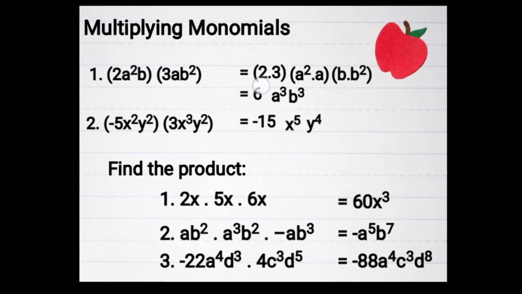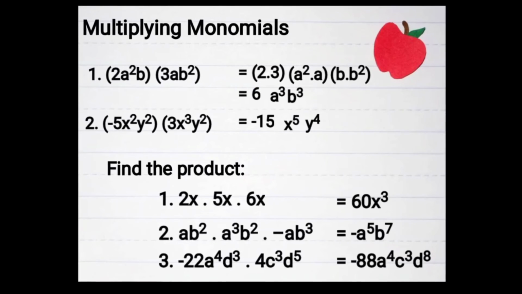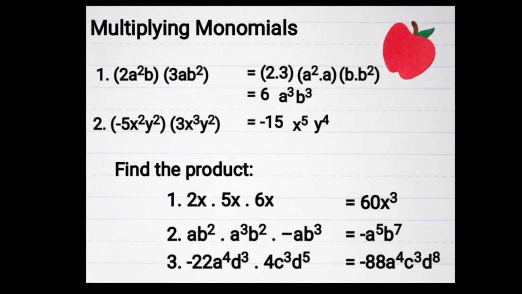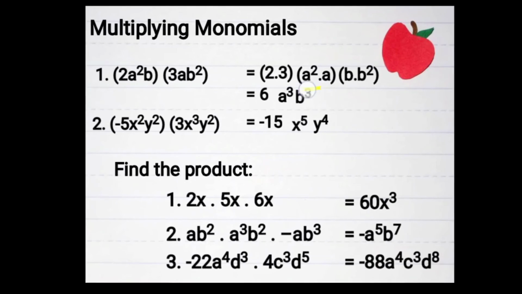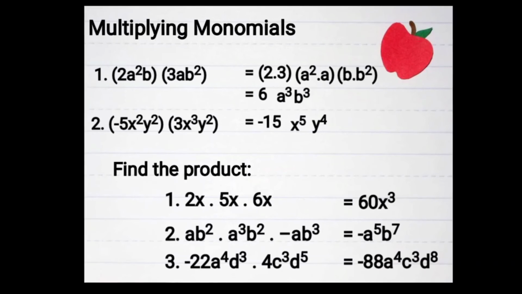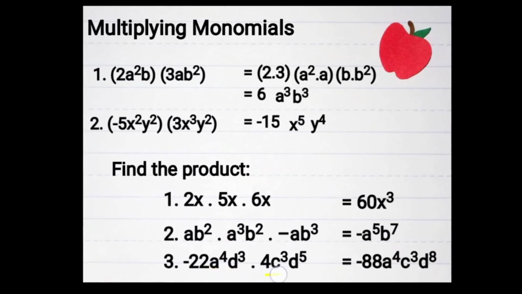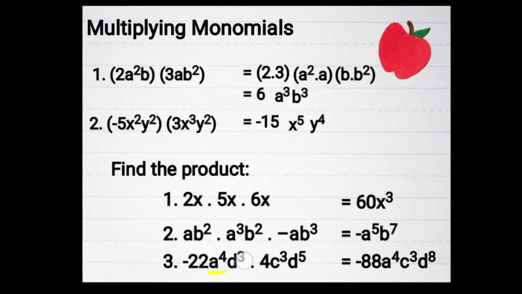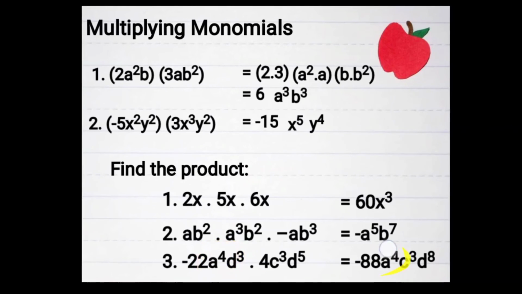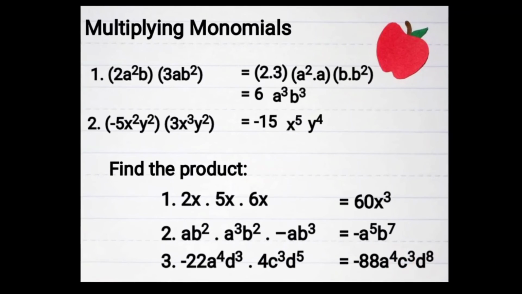So in multiplying monomials, if there is a numerical coefficient, you have to multiply it first. Then after that, you have to multiply the same variable, wherein you have to add the exponents. Then if there is no same base or same variable in the given, all you have to do is copy it in the final answer, as we did in number 3.